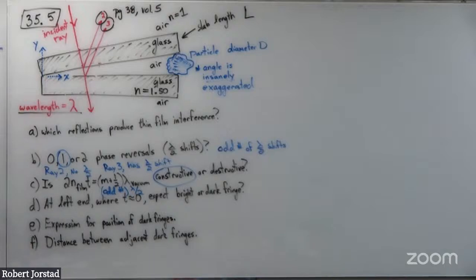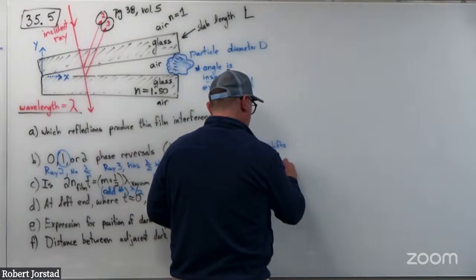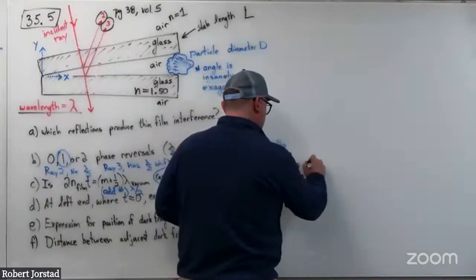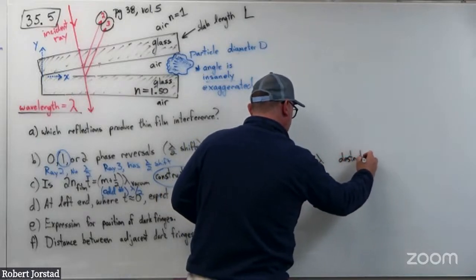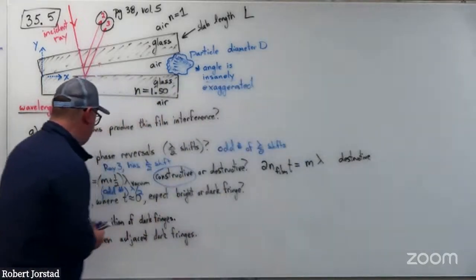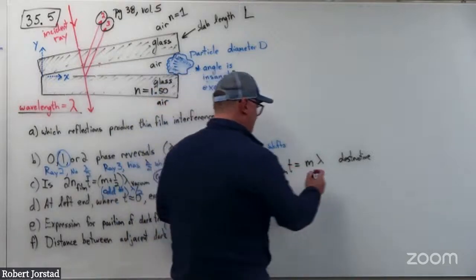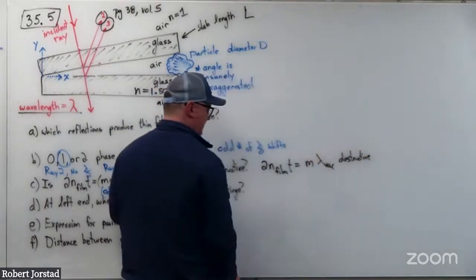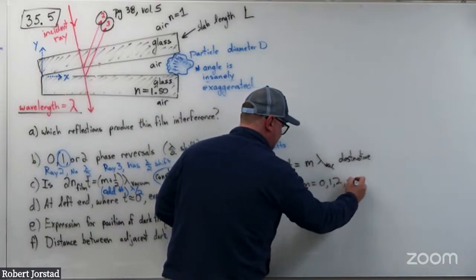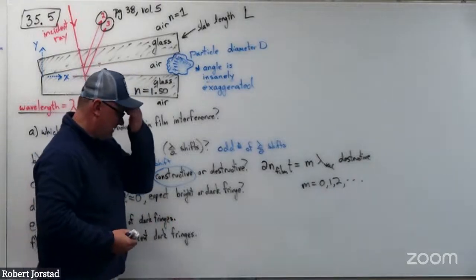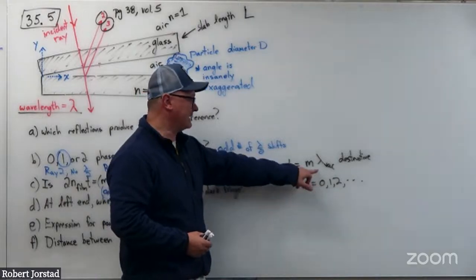So how do I know this? I see that 2 n_film times thickness equals m lambda will be destructive. How do I know that? The m plus a half is constructive, so the 2 n t_film equals m lambda_vac is destructive. What are the values? m equals 0, 1, 2, etc. Notice, if thickness equals 0, that corresponds to m equals 0 in this equation.